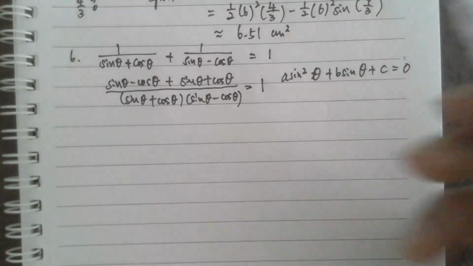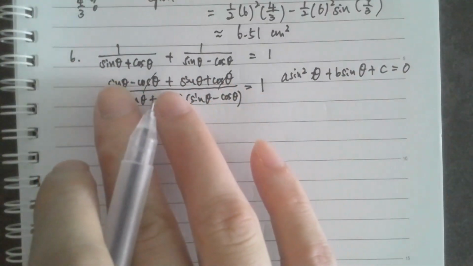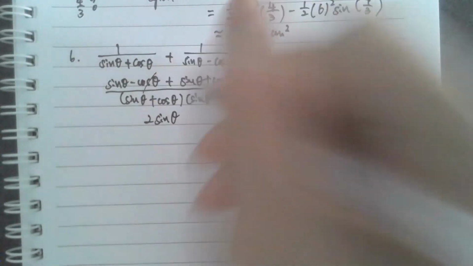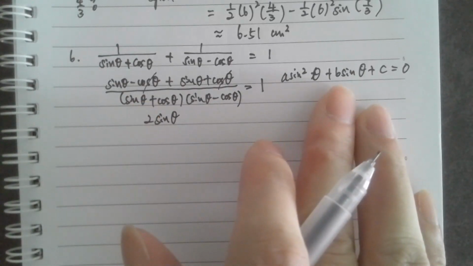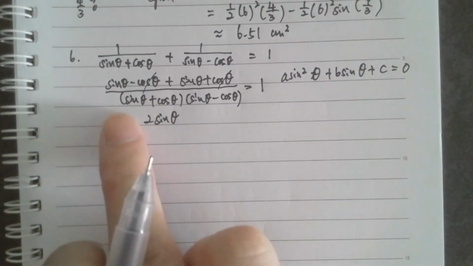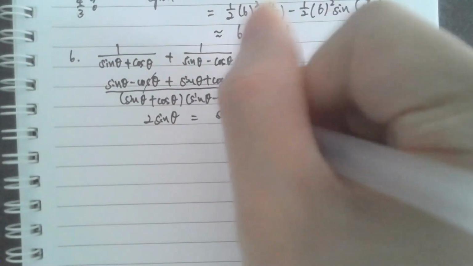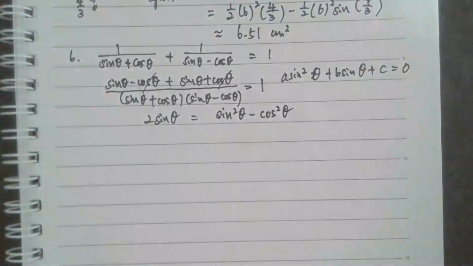Alright, from here you can see that cosine theta can be crossed out. We have 2 sine theta here. So sine theta plus sine theta gives us 2 sine theta. And the denominator as a fraction can be brought across. Alright, and this is sine plus cos, sine minus cos. So we end up with sine square minus cos square, the difference of 2 square formula.